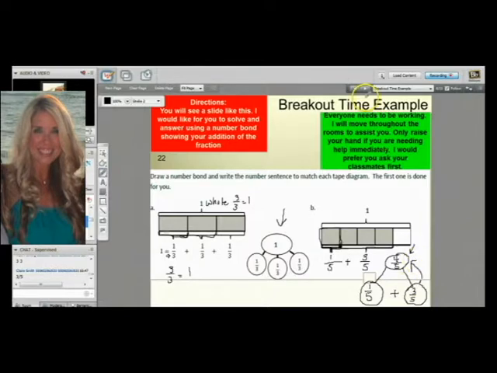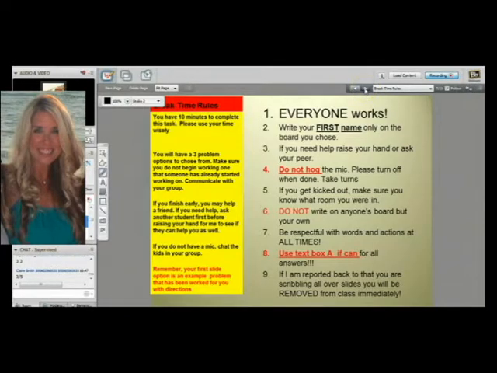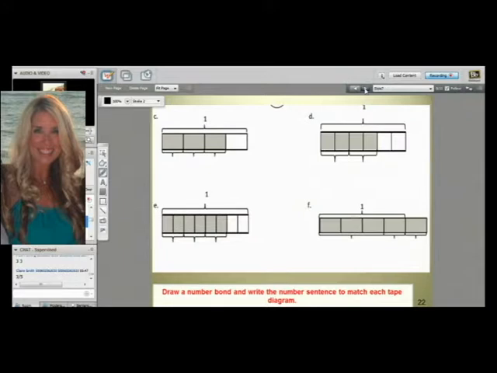Okay, so that's what you're going to do in breakout room. Remember, you're going to have 10 minutes to complete this task. I each want you working on your own problem. Remember, don't hog the mic. If you finish talking, make sure you turn your mic off. And then use text box A if you can. Raise your hand if you need my help, and I'll come in and guide you as we do the breakout rooms. Okay, so I'm going to create those really quickly. Give me 1 second.